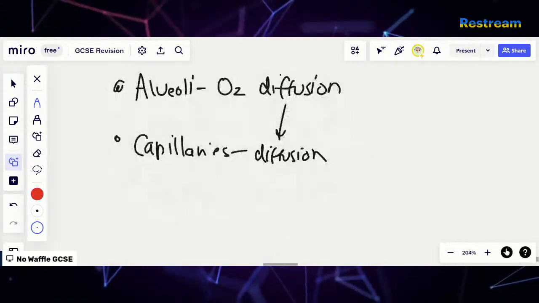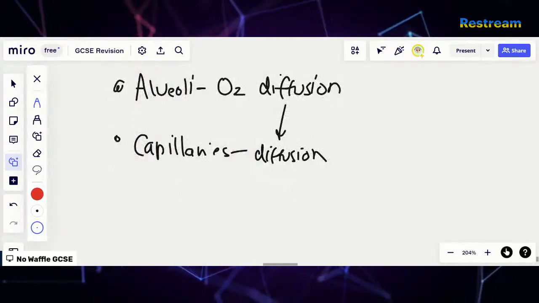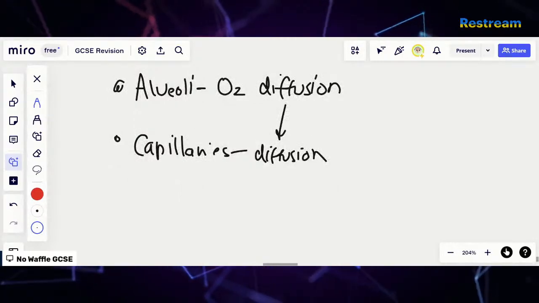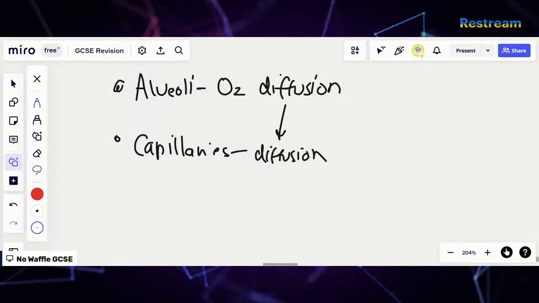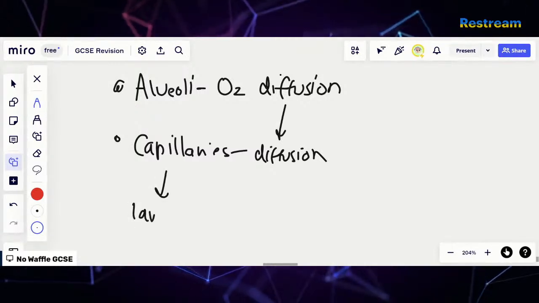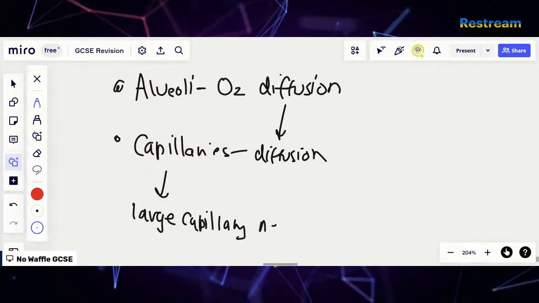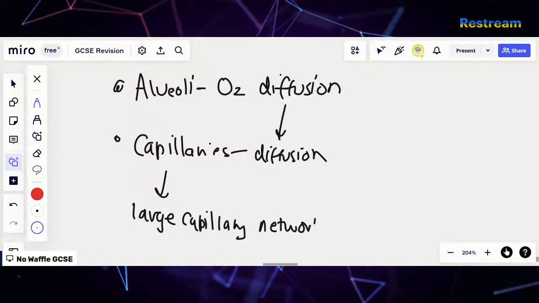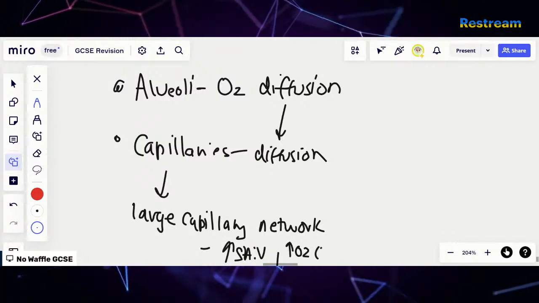And then we have the breathing mechanisms and the diaphragm, which move air in and out. That is technically diffusion. And there's also the fact that there's a large capillary network. A large capillary network increases the surface area to volume ratio, and therefore more oxygen can reach the blood.